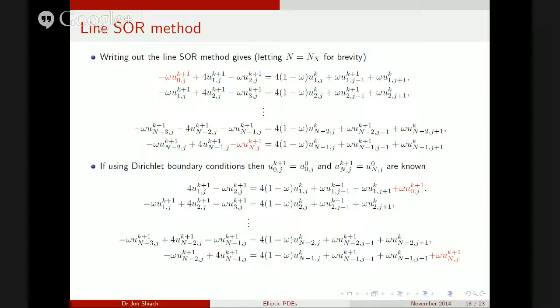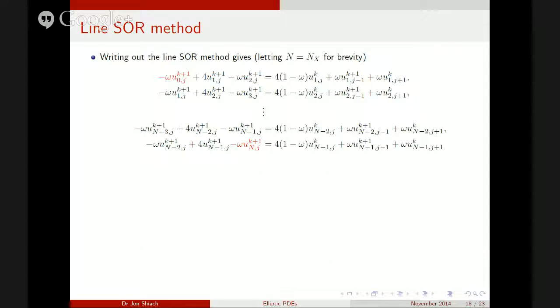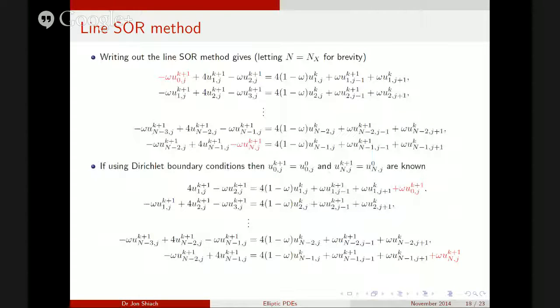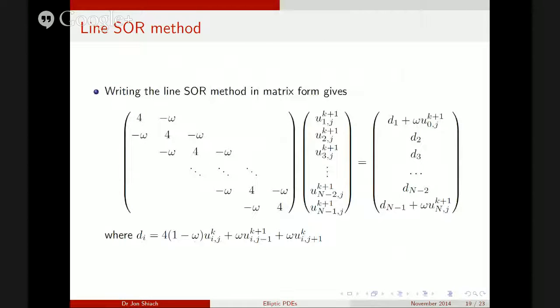That looks quite complicated. This system, when you write it that way, looks complicated. It's much better to write it out as a matrix equation, and if we do, we get that. So that's just this system down here written as a matrix equation. We've got a coefficient matrix here, this is our nodes in the current row, and we've got our known values on the right-hand side.